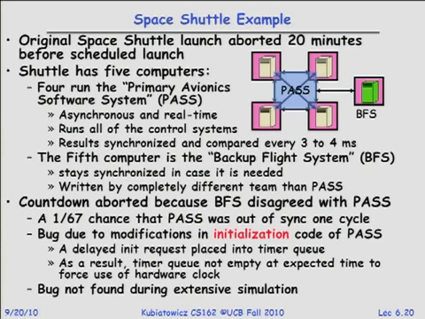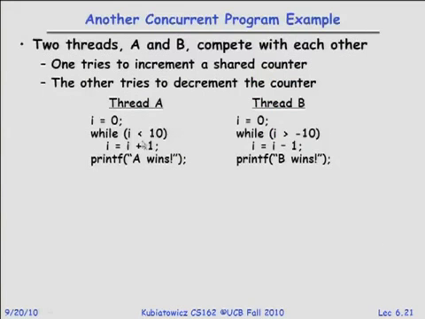So here's another example. Then we're going to actually try to build atomic operations. But suppose A and B compete with each other. One tries to increment the shared counter, the other tries to decrement it. Okay? And it looks like this. Thread A sets I to 0. It's busy incrementing. If it ever gets to 10, it wins. B decrements. If it ever gets to minus 10, it wins. Now, who wins?